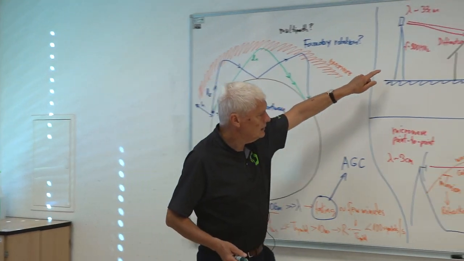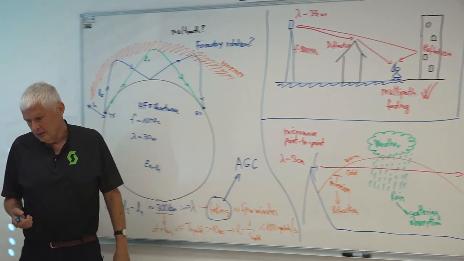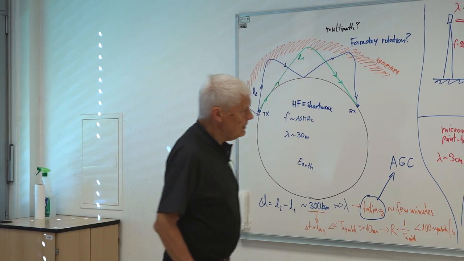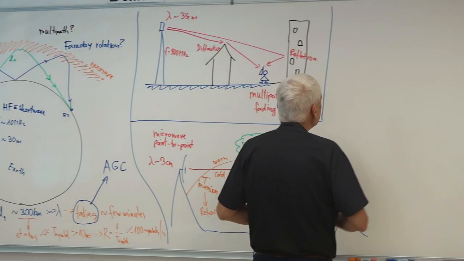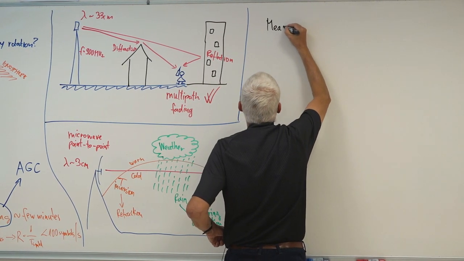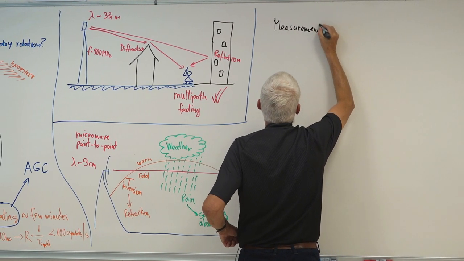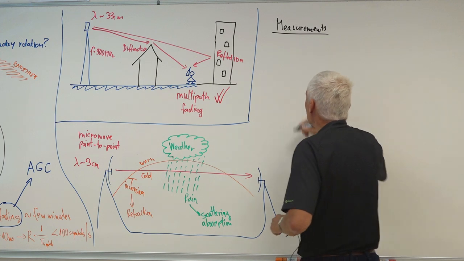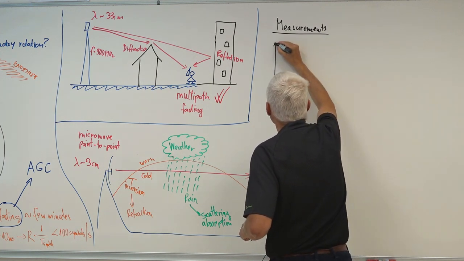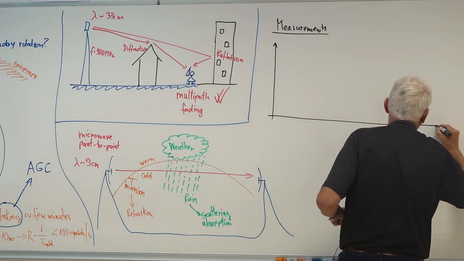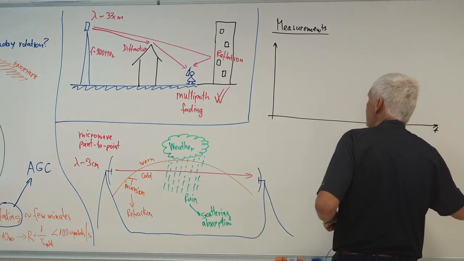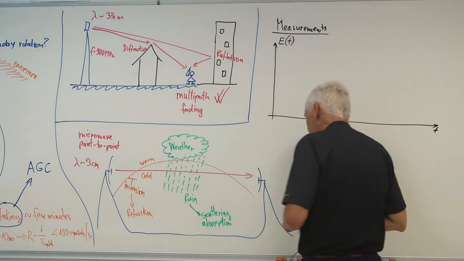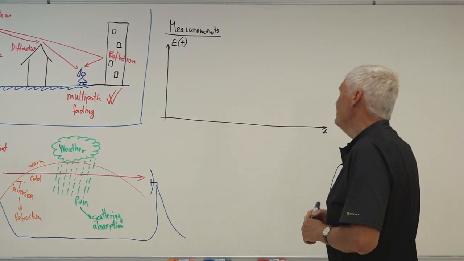Here, or here, or here, what can we do? Well, the first thing to do is to perform measurements. And doing measurements, we are going to plot the received signal strength against the time. So we have time here. We have the received signal strength as a function of time. What do I mean with this marking?